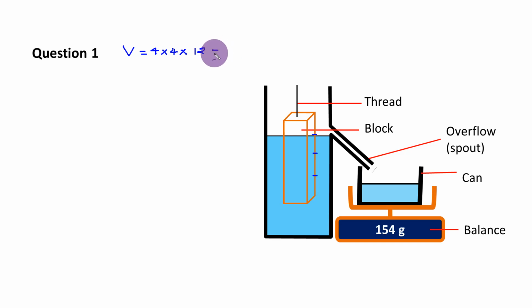So the volume of the solid immersed is 192 centimeters cubed. So the volume of the water displaced is also equal to 192 centimeters cubed. Although this method is reserved for irregular solids, it can be used with regular shapes, because the concept is one of displacement.